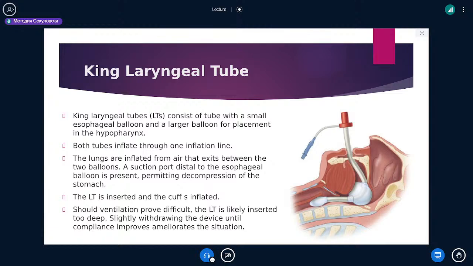The King laryngeal tube has a small esophageal balloon and a larger balloon for placement in the hypopharynx. You can see one balloon goes down into the esophagus, and the bigger one sits in the hypopharynx, to close the esophagus and open the trachea. The laryngeal tube is inserted and the cuff is inflated. After that, should ventilation prove difficult, it is likely inserted too deep, and slightly withdrawing the device ameliorates the situation.